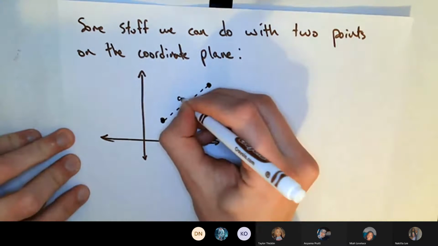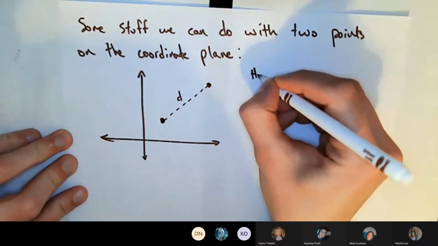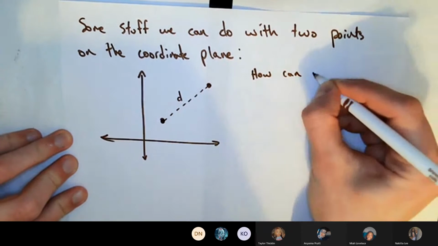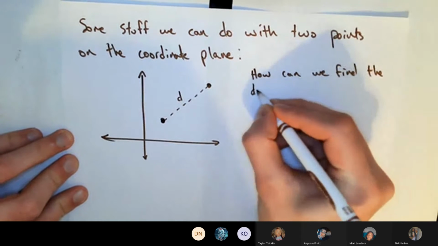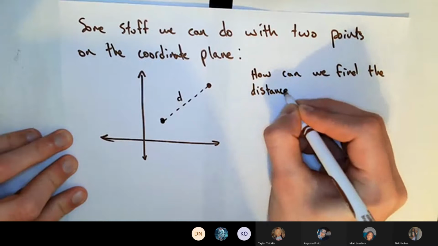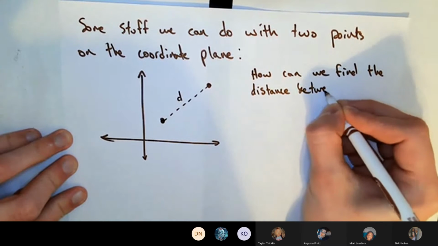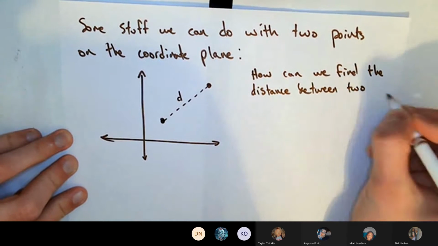So I'm going to call this distance D. How can we find the distance between 2 points?